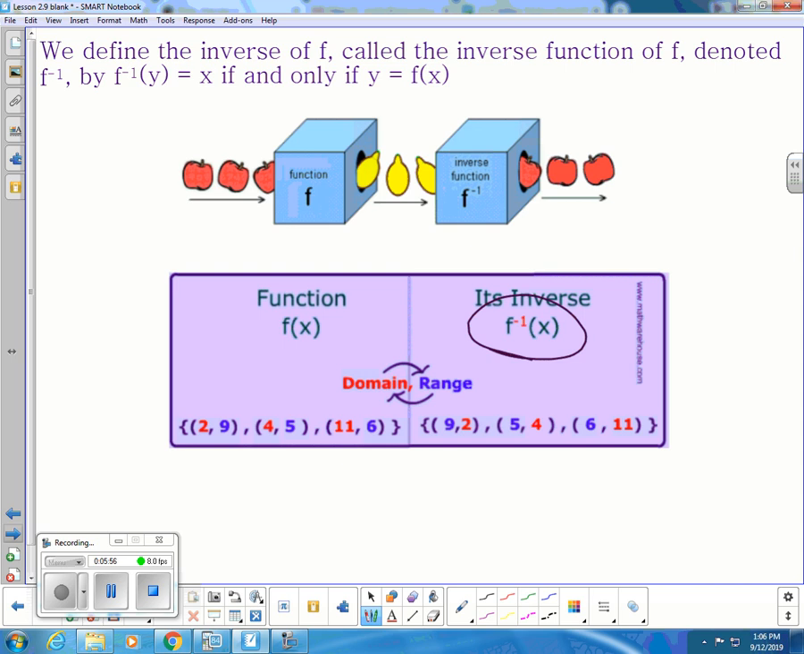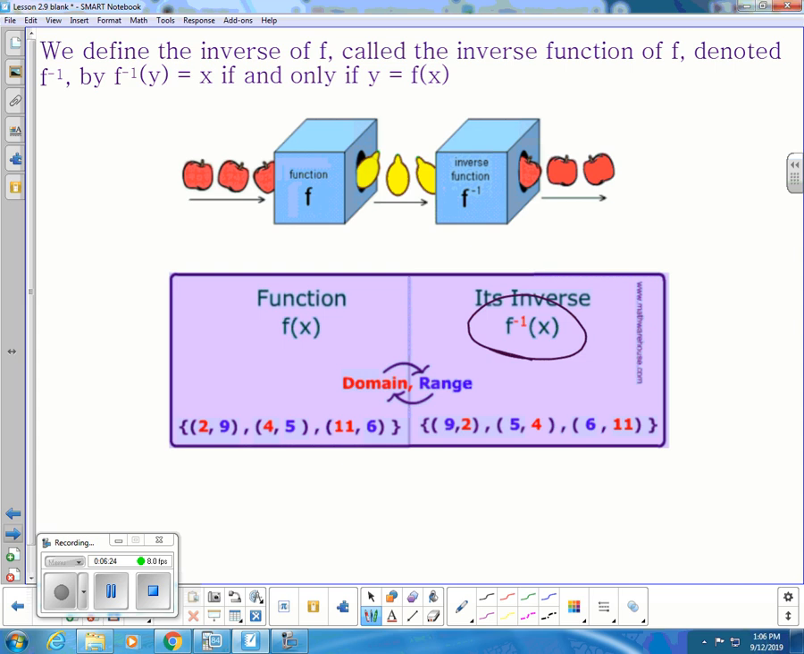So you can kind of see in the little picture, little apples go in, lemons come out, and the inverse, you're going to put lemons in and you're going to get out apples. So the input becomes the output. Does that make sense? So up in the little definition, if y equals f of x, then f inverse of y is going to give you an x, because you're inputting the y and you're getting out the x. So you can see the x and y are switching positions there.